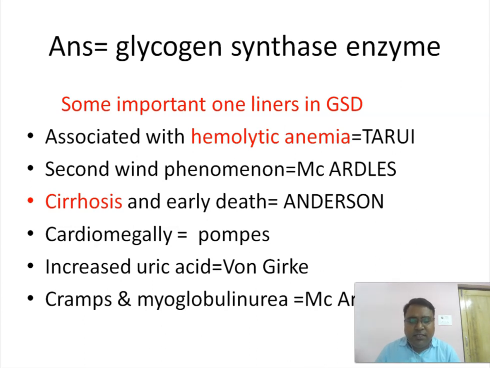Some important one-liners in GSD, glycogen storage disease. Which form is associated with hemolytic anemia? It is Dorfman-Cori, Darby. Second wind phenomenon is associated with which form? That is McArdle. Cirrhosis and early death we can get in Andersen type. Cardiomegaly we can get in Pompe's variety. Increased uric acid level, that we will get in von Gierke disease. Cramps and myoglobinuria we will get in McArdle disease. So this we have already discussed previously, but for today the new thing is glycogen synthase enzyme, the deficiency of which can cause type 0 form of glycogen storage disease.